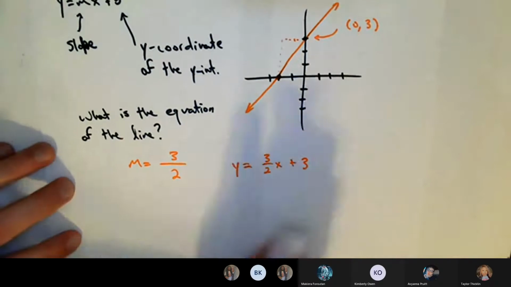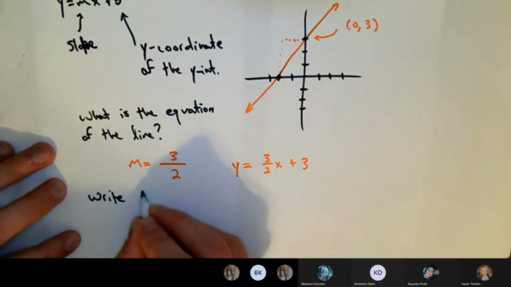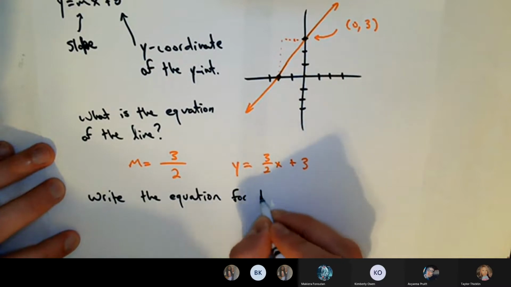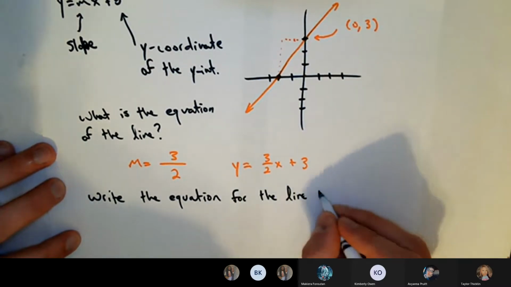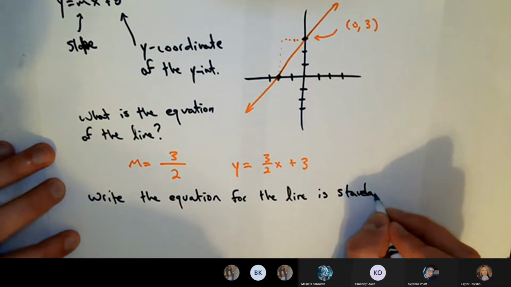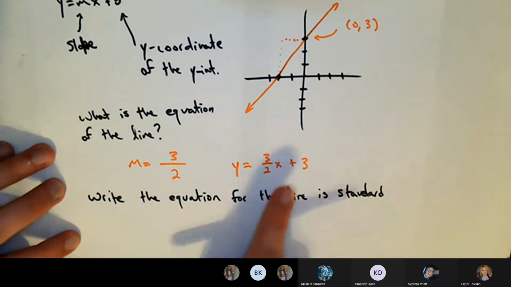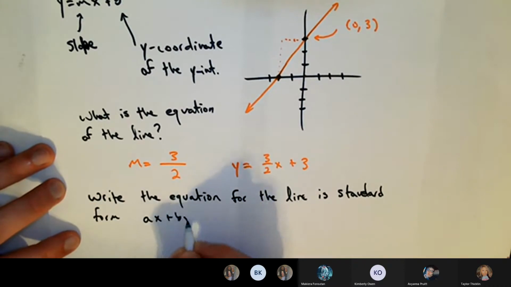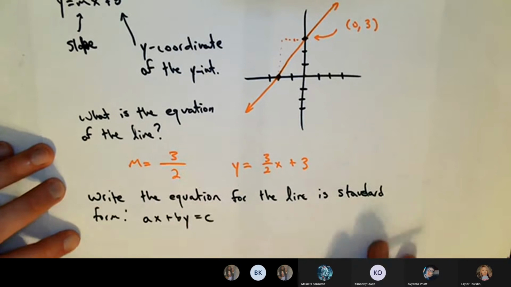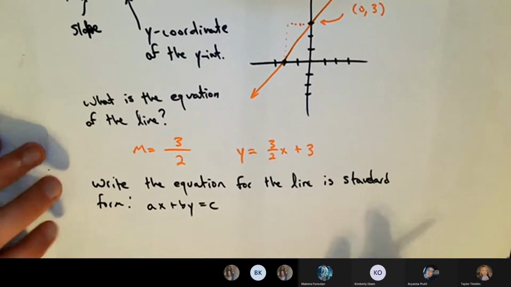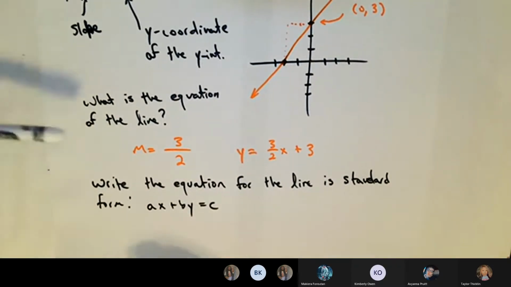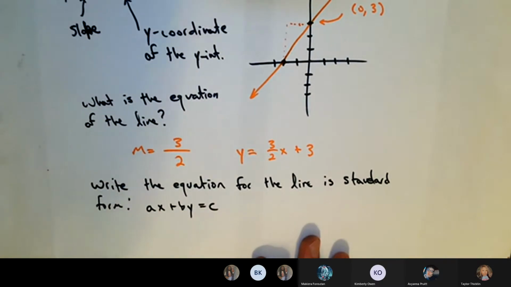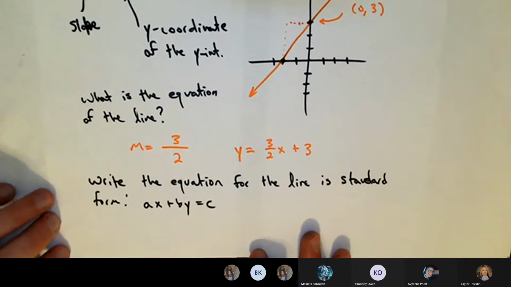Can we write this equation in standard form? What we've written is slope-intercept form, but let's write it in standard form. And remember, standard form is ax plus by equals c. How can we do that?